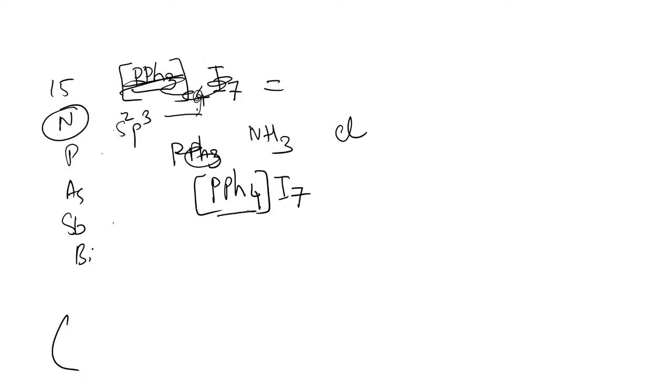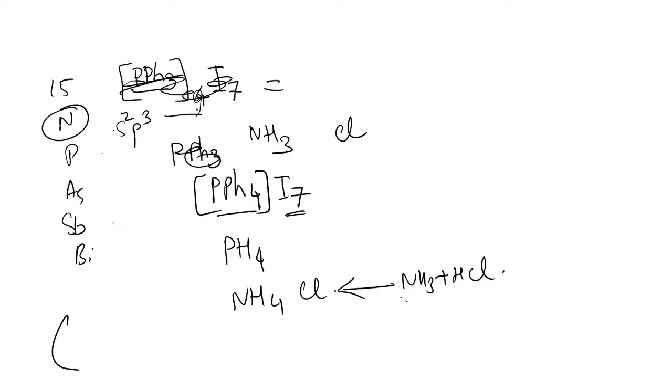Now the simplest form of PPh4, if you go back and replace this R group with hydrogen, will be PH4. PH4 I do not know, but I know NH4. NH4 with iodine I do not know, but I know about chloride. How has it come? NH3 plus HCl. This is called quaternization, an ammonium salt. So in that way this one is a phosphonium salt.